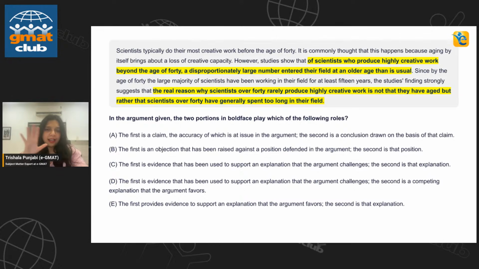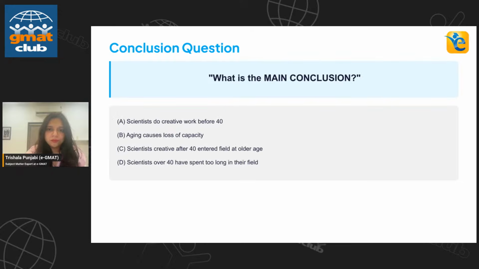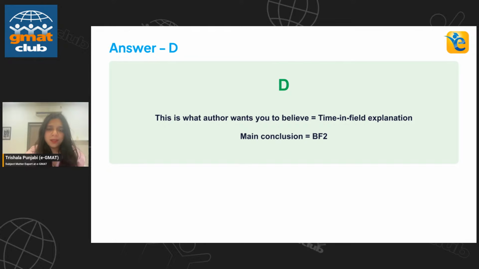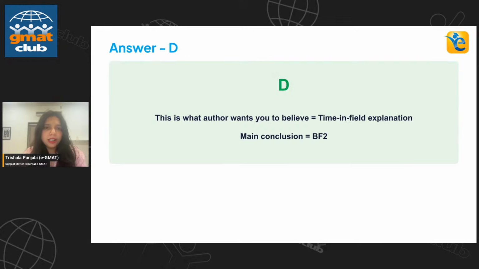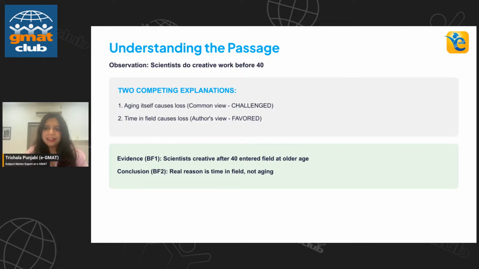Does this make sense? Are you guys able to understand the argument? Yes, no, maybe so. Should I move on? Are you guys able to understand why this is the main conclusion? What is the point of the argument? It's saying that the finding is not false, but the finding is because they have spent too long in the field. Perfect, perfect. Great. So, again, as I mentioned, there are two competing explanations. One is the common view, which is challenged by the argument, that aging causes loss. Second is the author's view. The time in the field causes the loss in the argument.